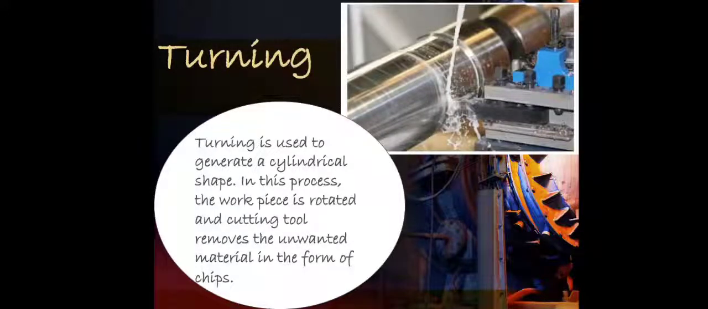The process is that the workpiece, or the metal you want to cut or process, is turning, and the tool or device which is used is stable. Then the parts that are unwanted, or that you want to remove, are removed. That process is called turning.